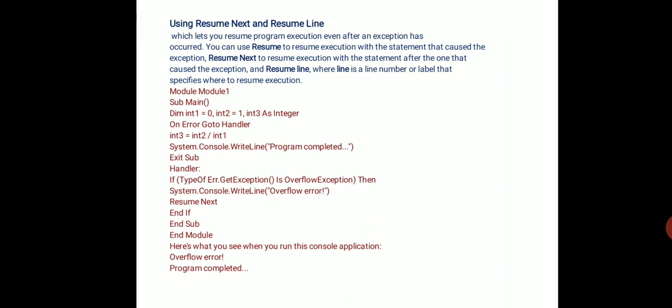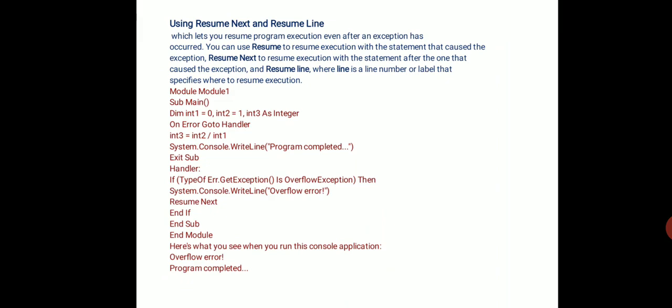See, on error go to handler. The statement int 3 equal to int 2 divided by int 1 causes an error, so it will go to the handler. The handler will print overflow error. See the output, that is overflow error. And resume next means it will go to the line after the statement where the error occurred. The error statement is int 3 equal to int 2 divided by int 1. So the next line is system.console.writeLine program completed.